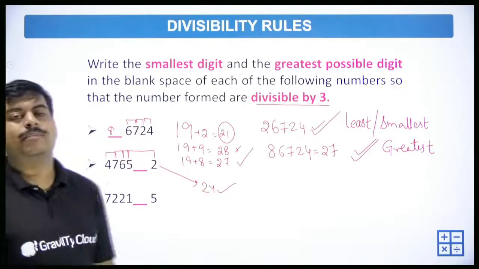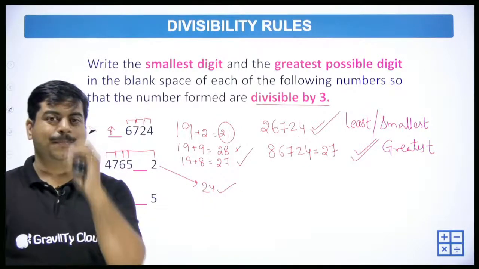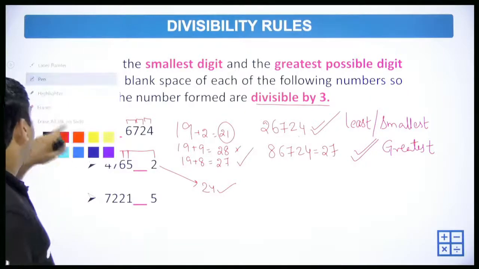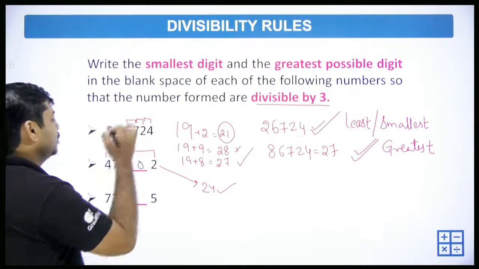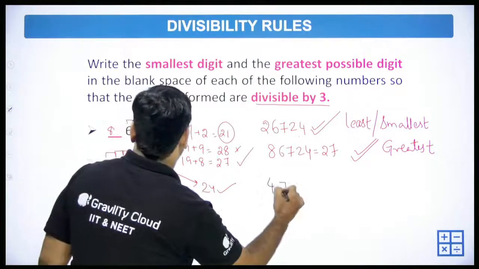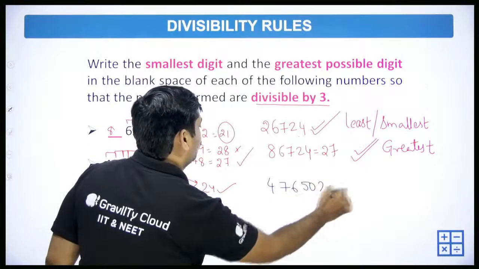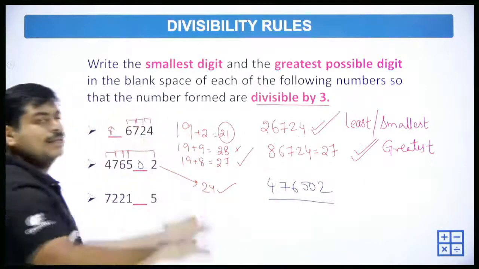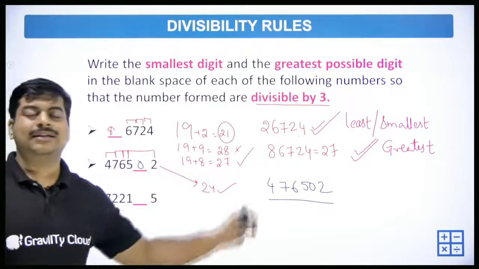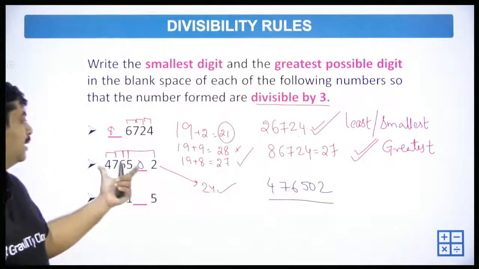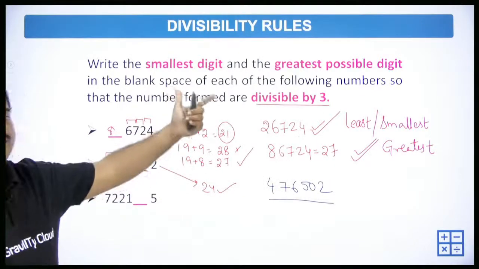So, the least number you can go is with 0. You can keep 0 here. You can see 4, 7, 6, 5, 0, 2. Yes, it is the least number that can be framed here such that it is divisible by 3.